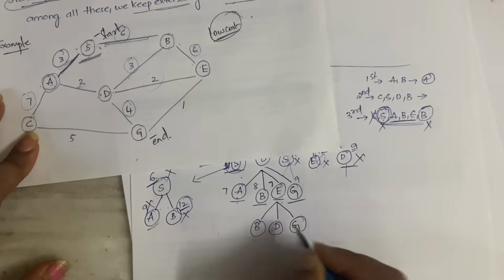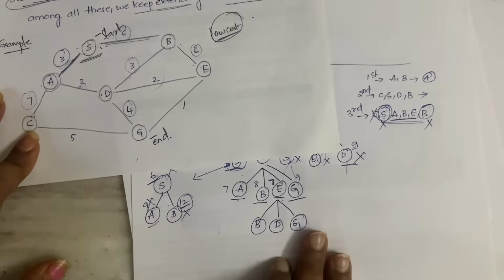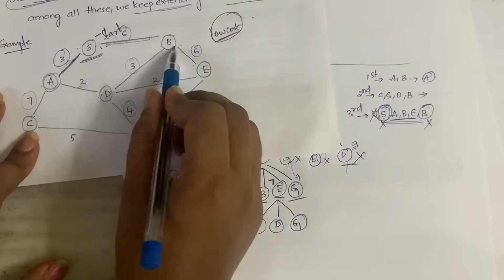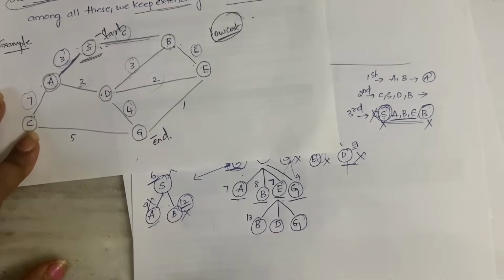So now let us calculate the cost. Till E it is already 7, right? So from E to B, what is the cost? 6. 7 plus 6 is 13.